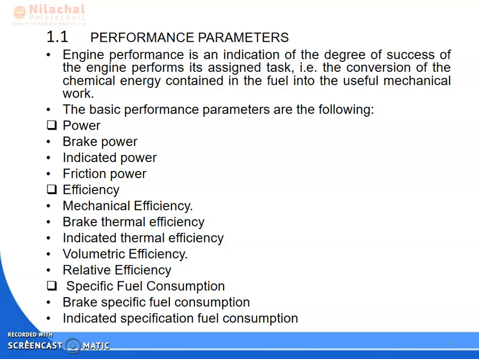So the basic parameters are the power, that is brake power, indicated power, and piston power. By efficiency we can measure the performance of an IC engine, that is mechanical, brake thermal, indicated, volumetric, and relative efficiency. Then according to the fuel consumption, that is brake specific fuel consumption and indicated specific fuel consumption, we will see the performance of your IC engine.